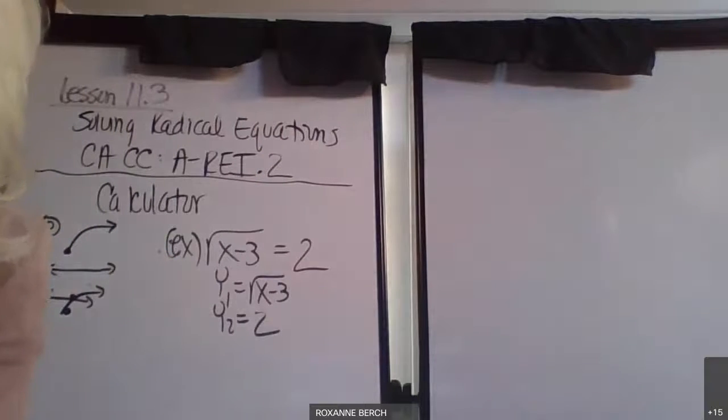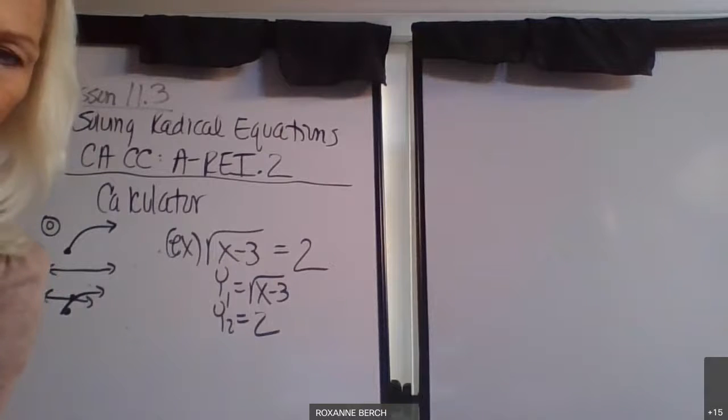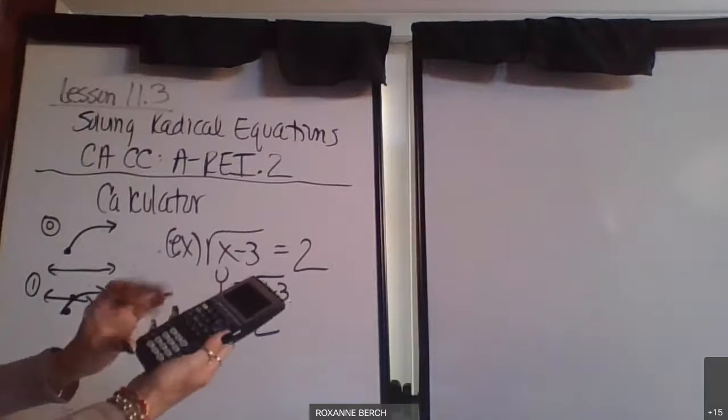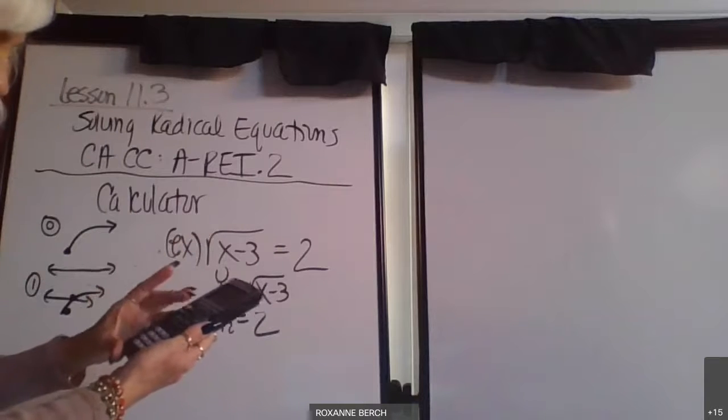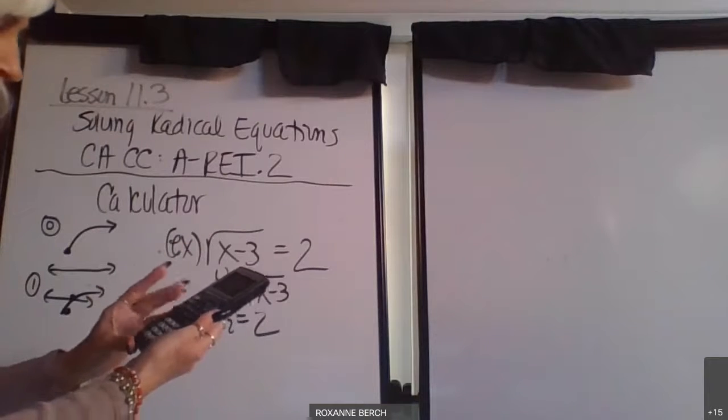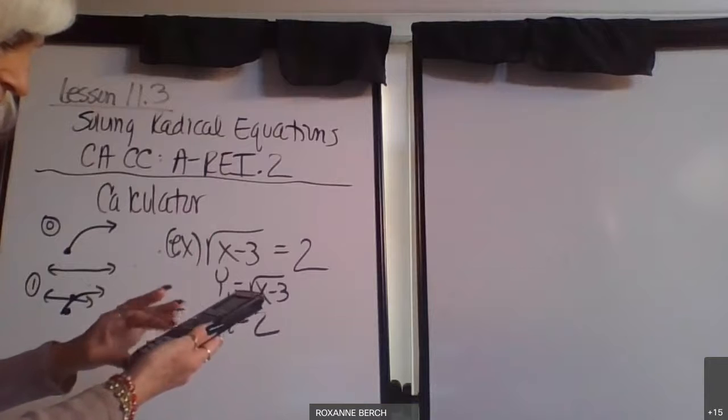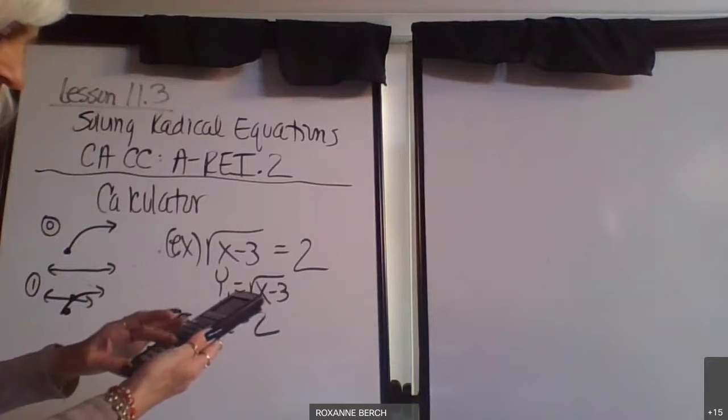So here's what I want you to do. I want you to grab your calculator and go into the equation editor, y equals, and you're going to put in the square root, which is by the square key. You're going to put in the square root of x minus 3, and you close parentheses.